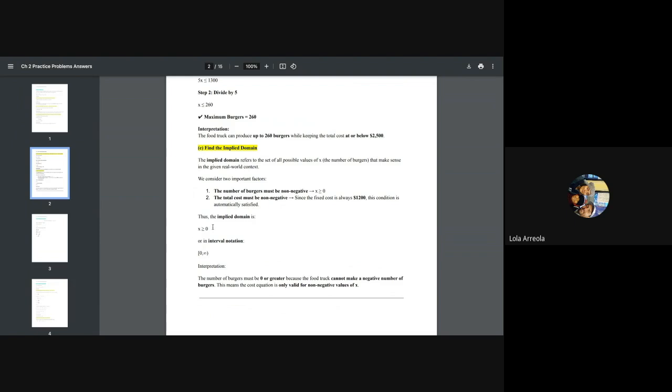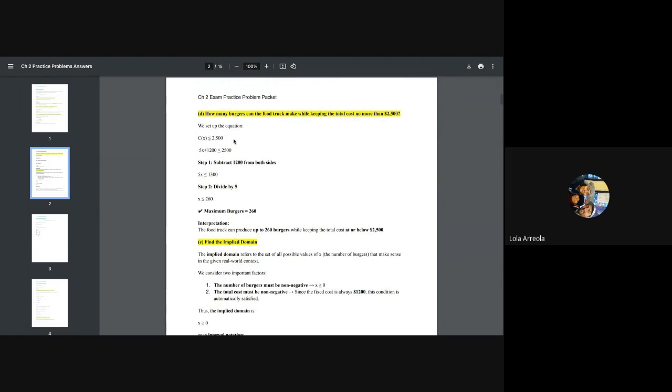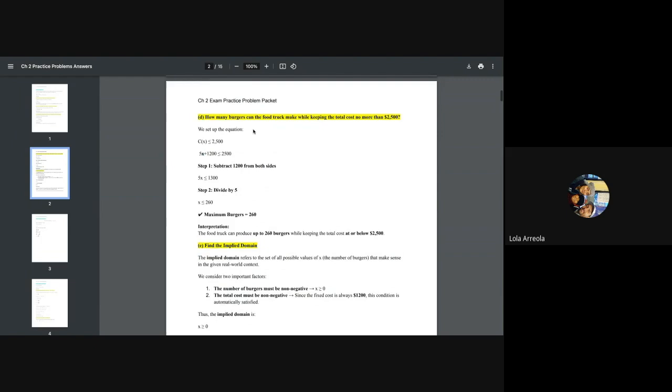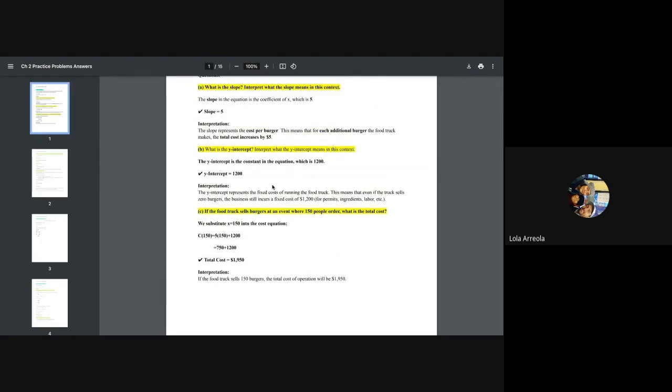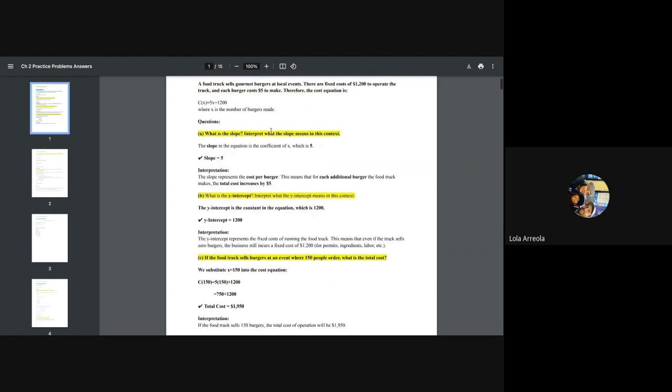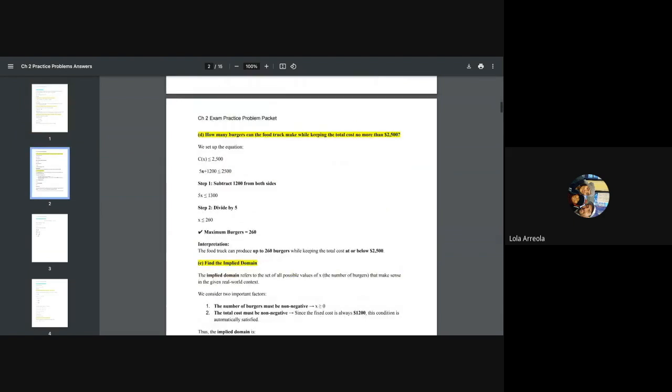X can be 0 because can I sell 0 burgers? Yeah, I can sell 0 burgers. If I plug in 0 for x, what do I get? Just the y-intercept, right? 5 times 0 is 0 plus 1,200. It's just the y-intercept. So that just tells me that if I sell 0 burgers, my total cost as the owner of the food truck is going to be 1,200. So I can sell 0 burgers, but I cannot sell a negative amount of burgers.